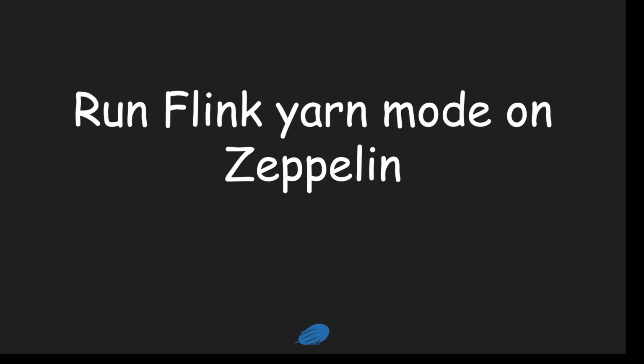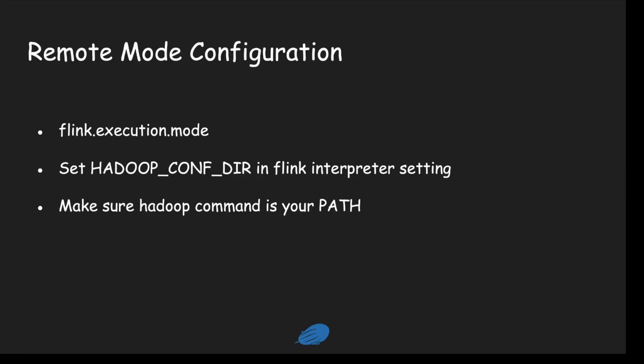Okay, so in this video, I'd like to talk about how to run Flink Yarn mode on Zeppelin. Basically, it has three properties you need to set up. First is the Flink execution mode. Secondly is to set up the Flink conf dir. And the last thing is just to make sure the Hadoop command is on your path. So now let's go to the terminal.